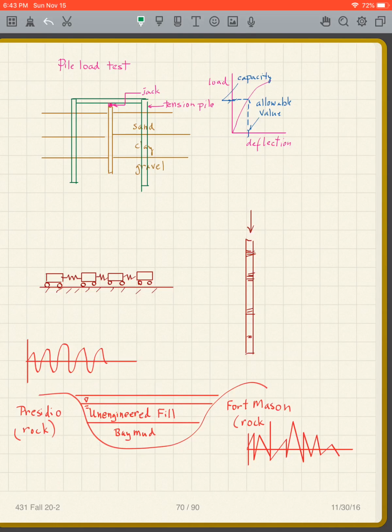You can bang it too hard. The compression wave can be too great. You can get a tension wave, because concrete doesn't do well in tension, for instance, if it's a concrete pile. So be careful in pile driving. That's sort of the message of that.